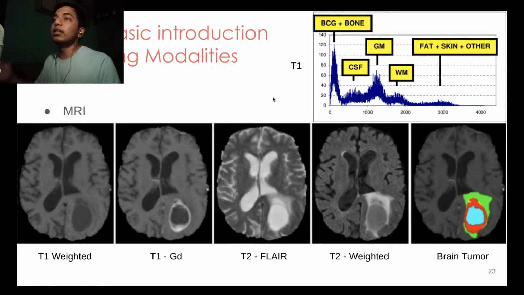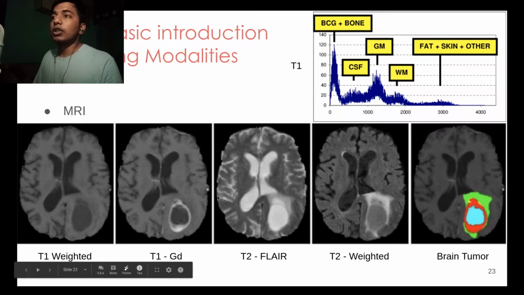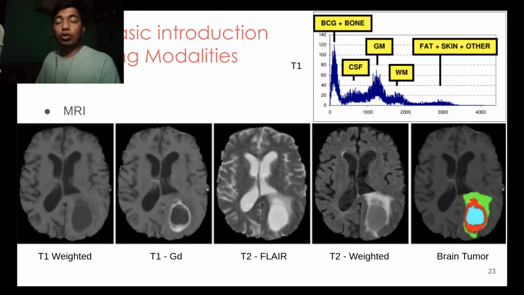So here you are seeing 4 popular modalities that are available in MRI. The submodalities available in MRI are T1, T1 with post contrast, T2 FLAIR and T2 weighted. And this is a segmentation of the tumor that we want to generate in the future.